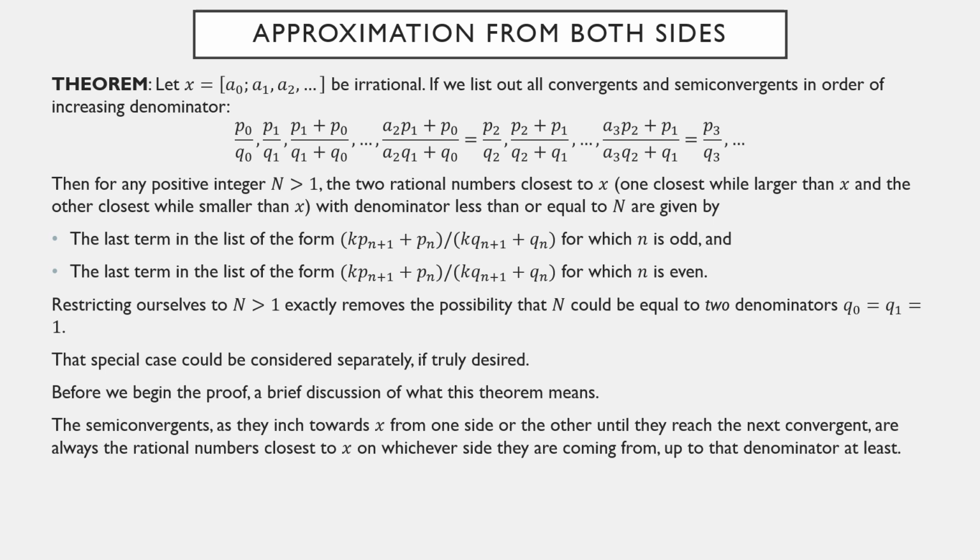The semi-convergents, as they get closer and closer to x from one side or the other, until you have constructed a semi-convergent that's actually the next convergent, and now you start doing it from the other side, what you're always doing are looking at the closest rational number whose denominator is up to and including that value from one side or the other.